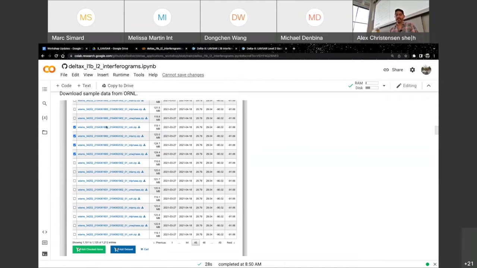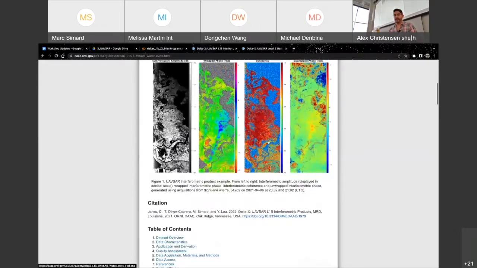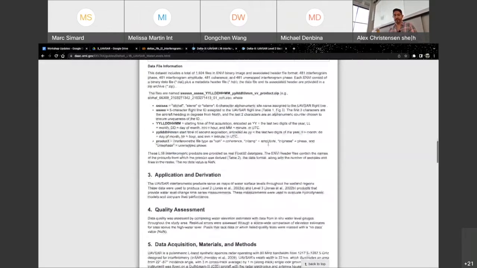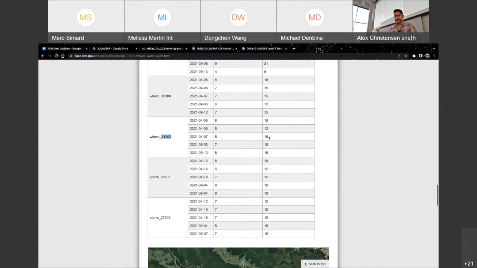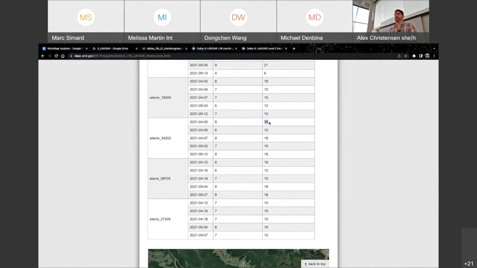And be careful, because now we have obviously way more images, right? Because we did connections with nearest neighbor plus 1, and nearest neighbor plus 2. So for a set of, let's say, the whole West Terrebonne, if we go to the summary, West Terrebonne, the flight line 34202, for April 5th, we took 8 acquisitions and we generate 18 interferograms. So 18 interferograms are available for the 8 acquisitions that we collected with UAVSAR.